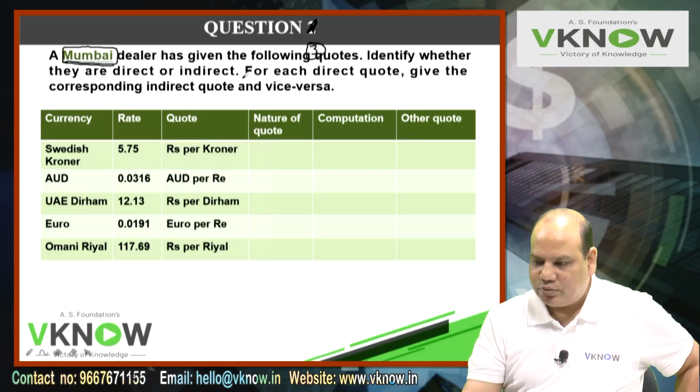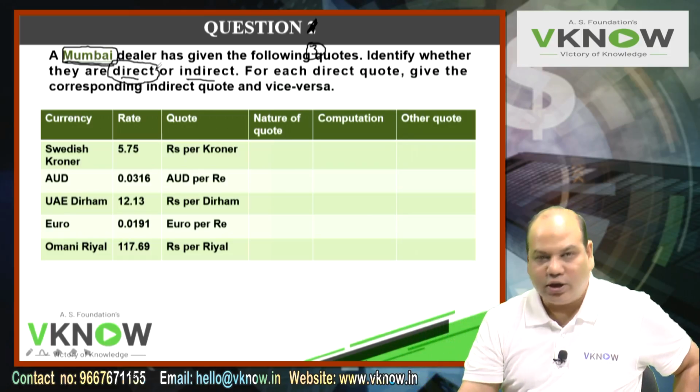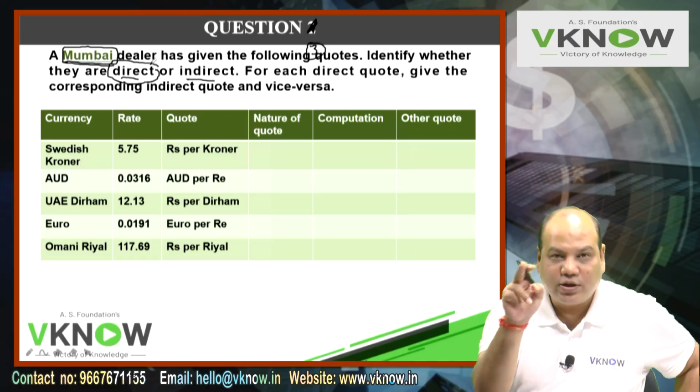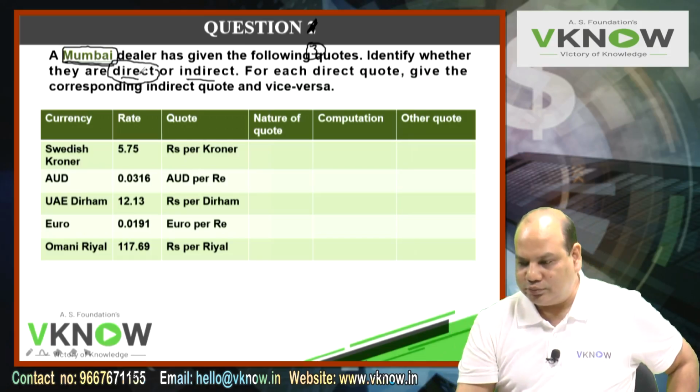Identify what the question is: whether these are direct quotes or whether these are indirect quotes. For each direct quote, give the corresponding indirect quote. So if you are saying that this is a direct quote, what is its equivalent indirect quote? If you are saying it is an indirect quote, then what is its equivalent direct quote?